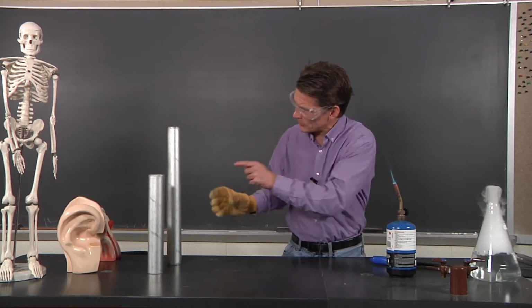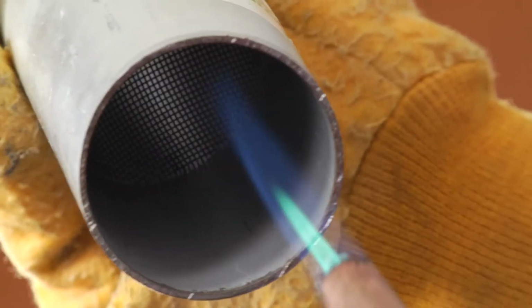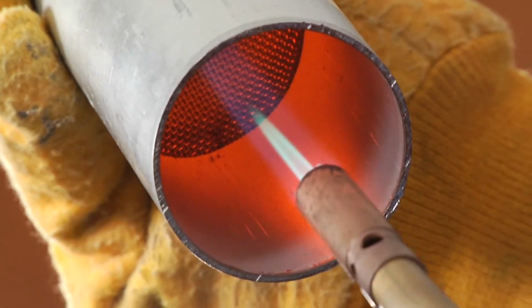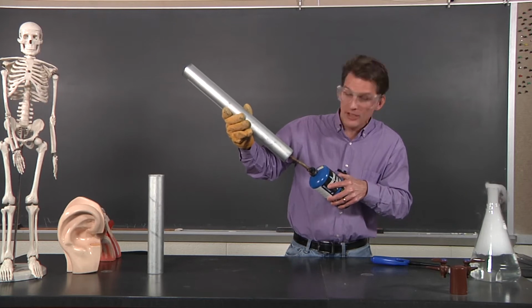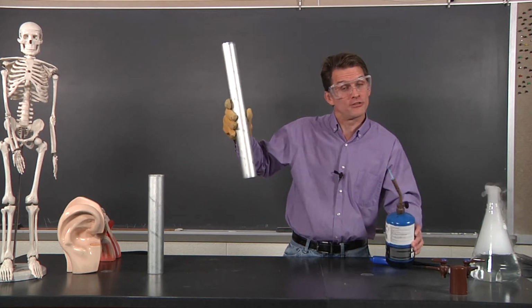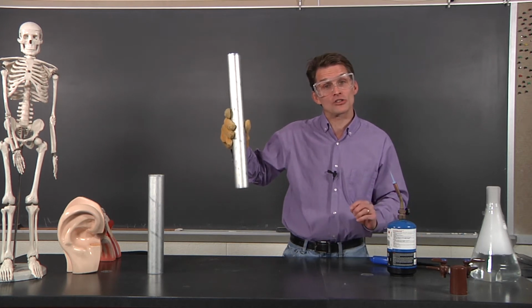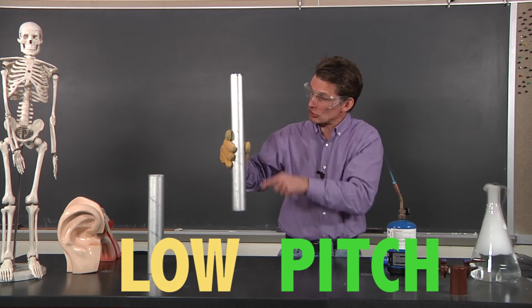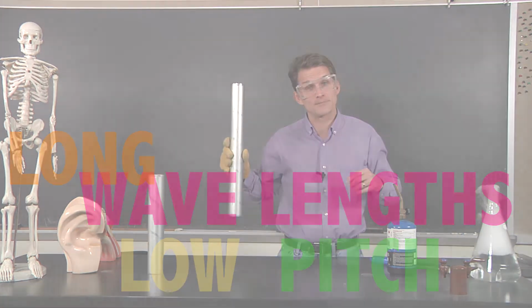Let's see what happens if we do the same thing with this long tube here. Once again, when I heat the screen on the inside, air is going to start to rush through the tube, and the air is going to vibrate. In this case, the vibrations will occur very slowly, and that causes a low pitch. I bet you guessed that this long pipe produces long sound wavelengths.